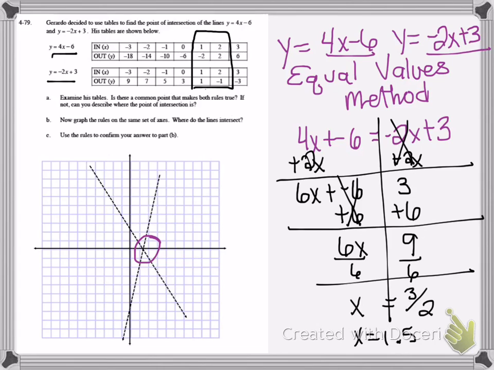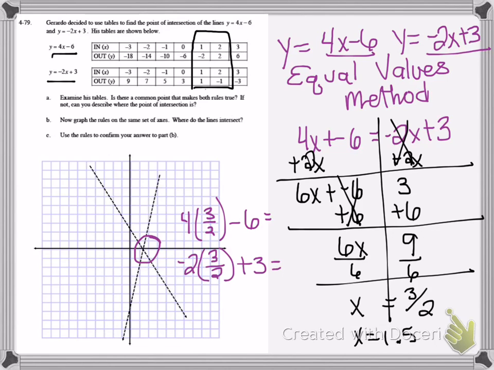But when we're trying to find a point of intersection, you need both the x value and the y value, and that is why we have to plug it in to figure out the y value. So what we do is we take 4 times 3 over 2, or 1.5, minus 6, and we're going to take negative 2 times 3 over 2, plus 3. And we do this to check for 2 things. 1, what is the y value? And 2, to make sure that we get the same answer, to know that we solved it correctly.